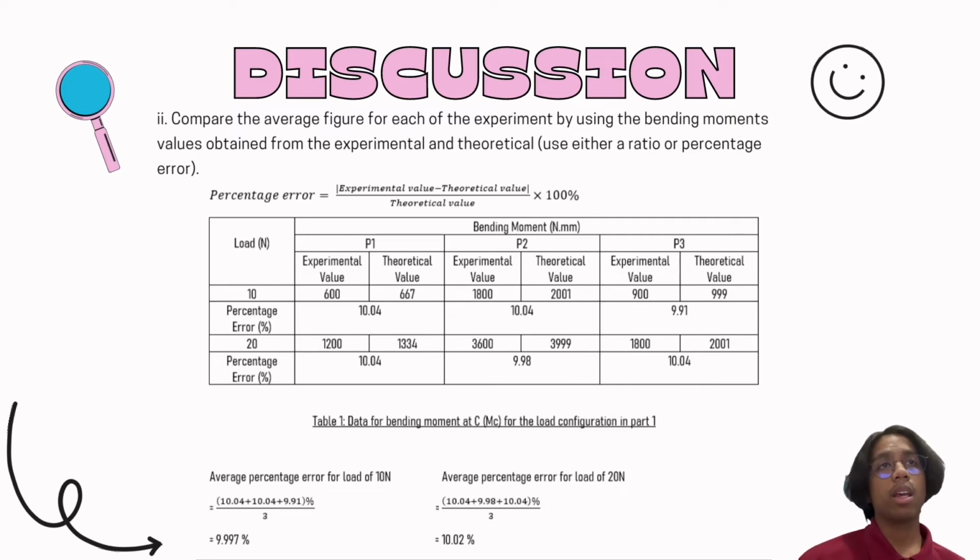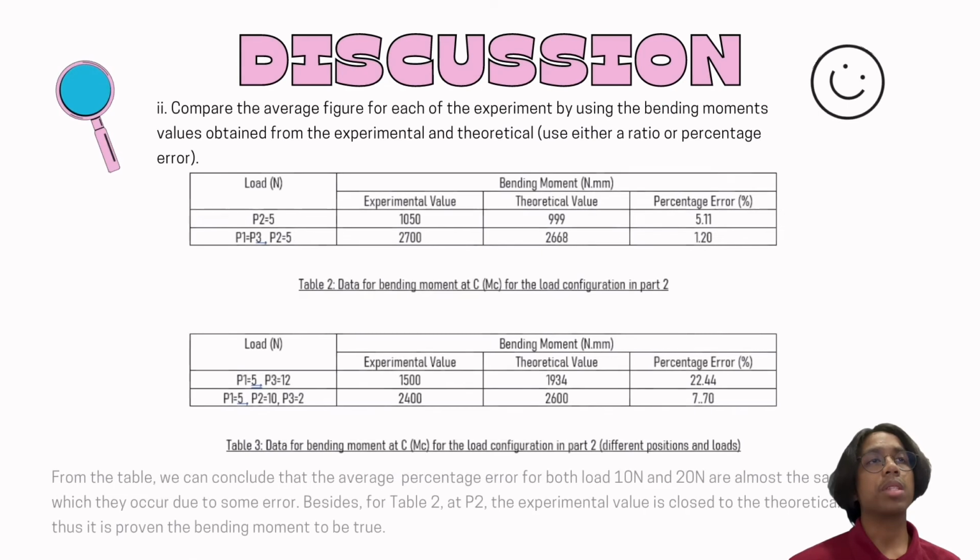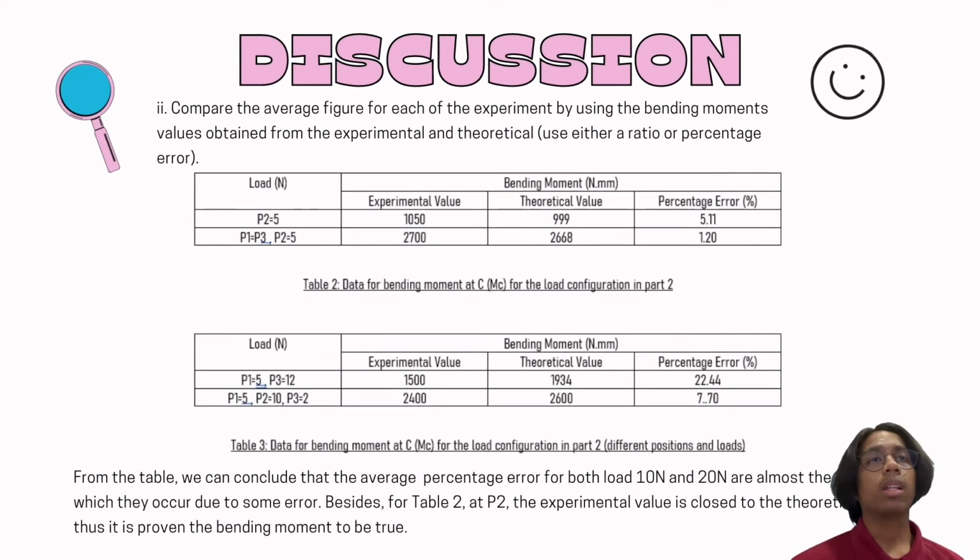Okay, for the next slide, we are still finding the percentage error, but in different cases. As you can see, table 2 is the data for bending moment at C for the load configuration in part 2, while table 3 is the data for bending moment at C for the load configuration in part 2, but with different positions and load.